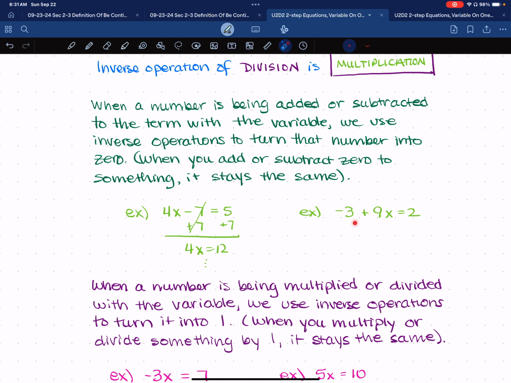Now, where this becomes tricky is something like this one. But if you focus on, there's an addition here between the number we want to get rid of and the variable. So we want to make this equal 0. Right now it's a -3. What do you do to a -3? You add 3 to make it equal 0. So even though this is addition, we're using addition again to isolate the variable. And that's because we want to turn this into 0. This way we're undoing the -3 with +3. So those cancel out, and we have 9x equals 5. And then again, we would keep solving to get the x by itself.